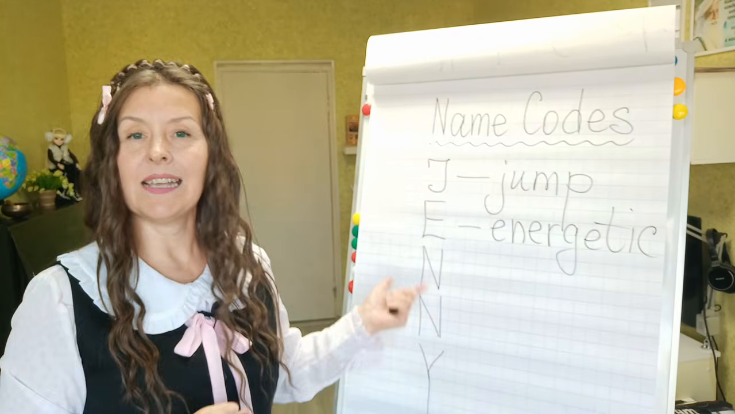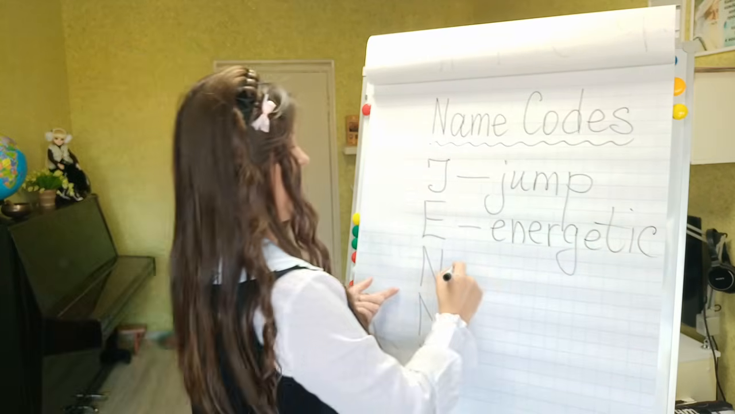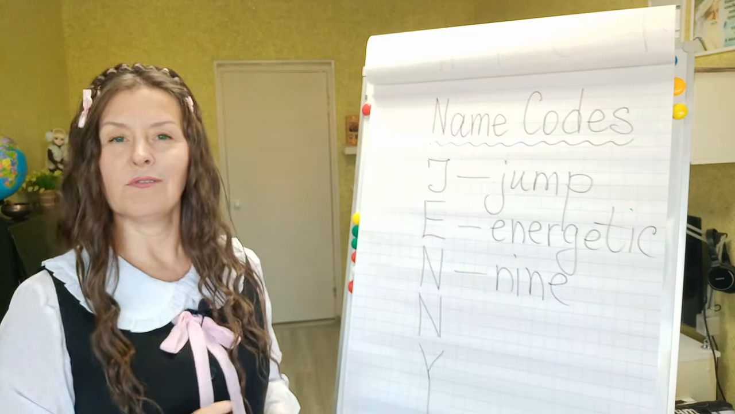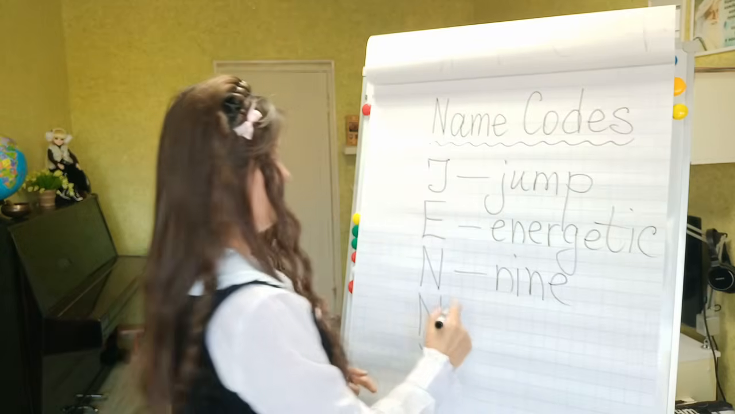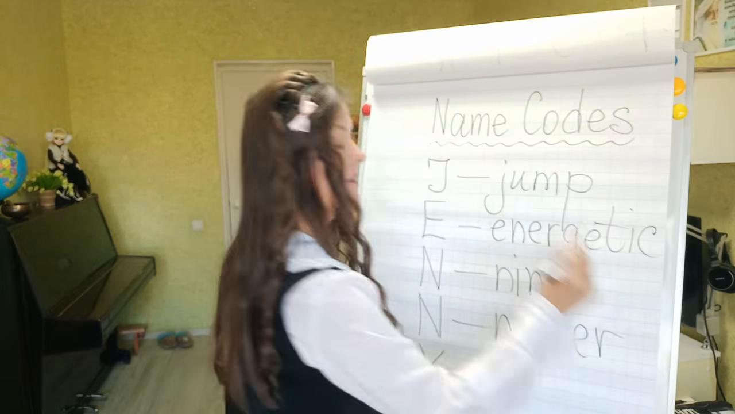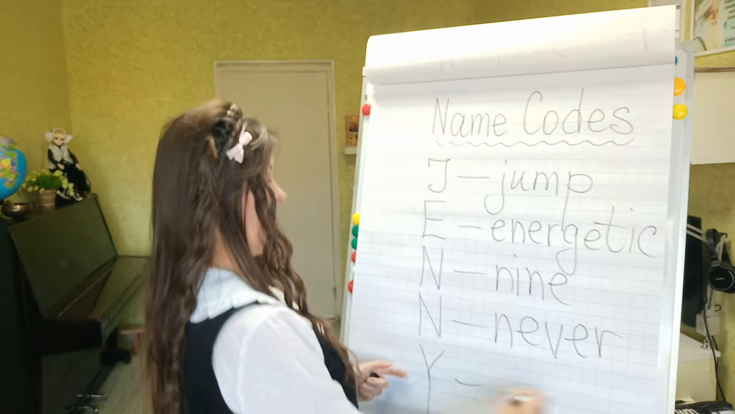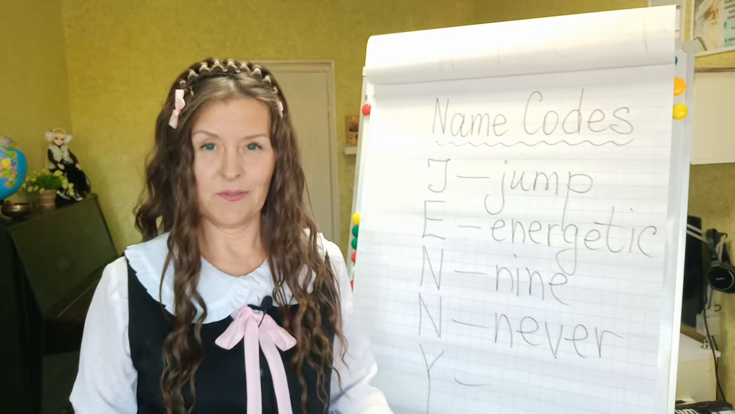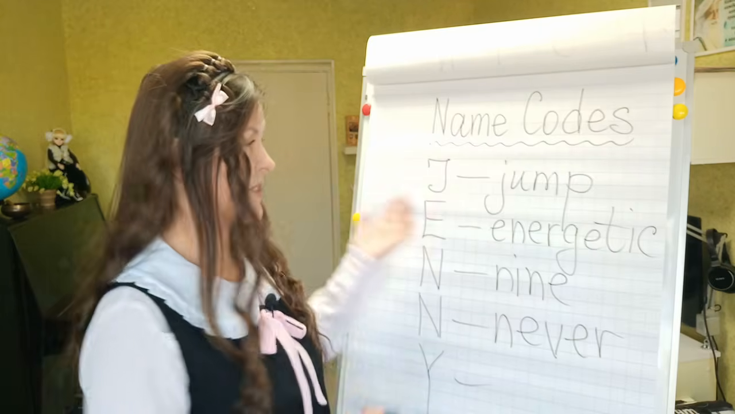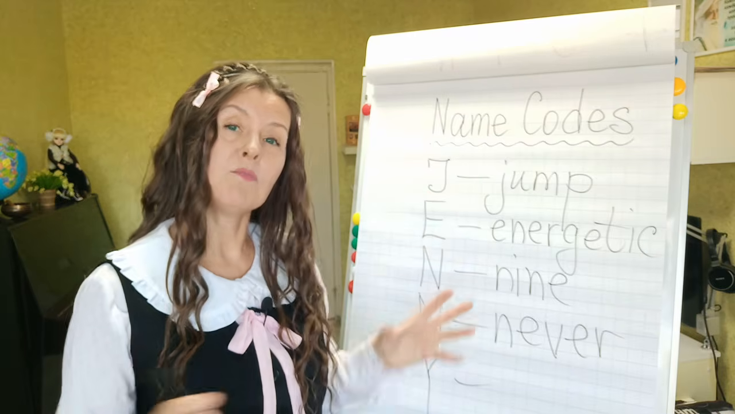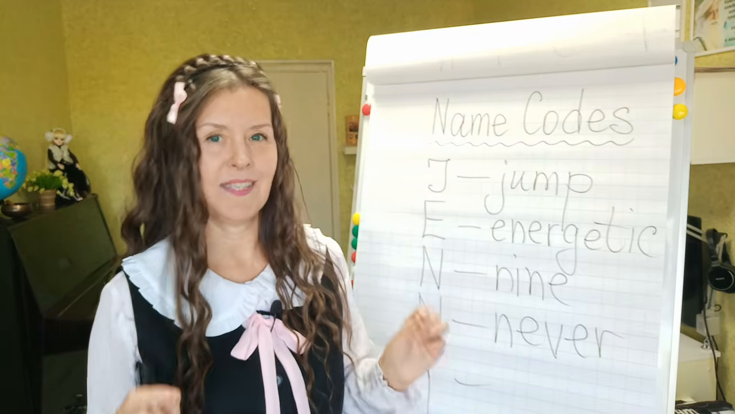The next letter is N. Maybe I am 9 years old. The next one is N. One more N. I never smoke. And why my favorite color is yellow. Ask every student to introduce themselves like this, but this game is suitable only for smaller classes, not more than 15 students.